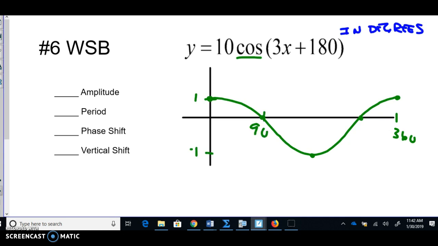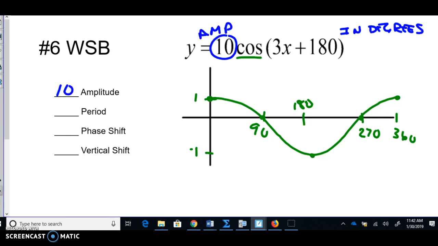This is 90, 180, 270. Again, we need to know them. Amplitude comes from that number right there. That is your amplitude, 10, same as the last one.